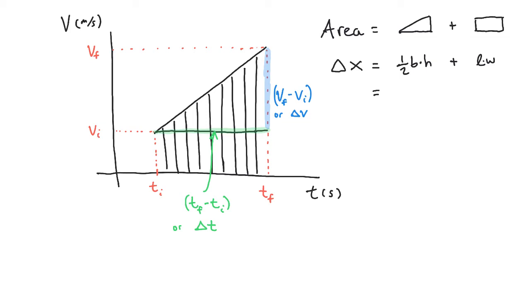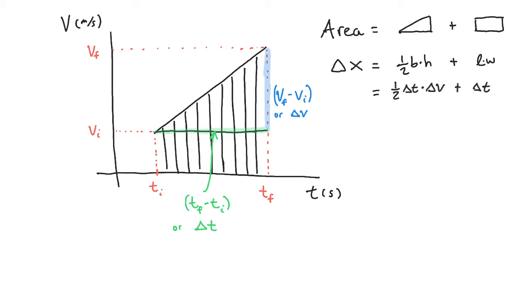Let's write that in over here. And we see that we would get 1/2 the base times the height, so delta t times delta v. Cool. And then for the rectangle, well, we can see that the length is delta t.